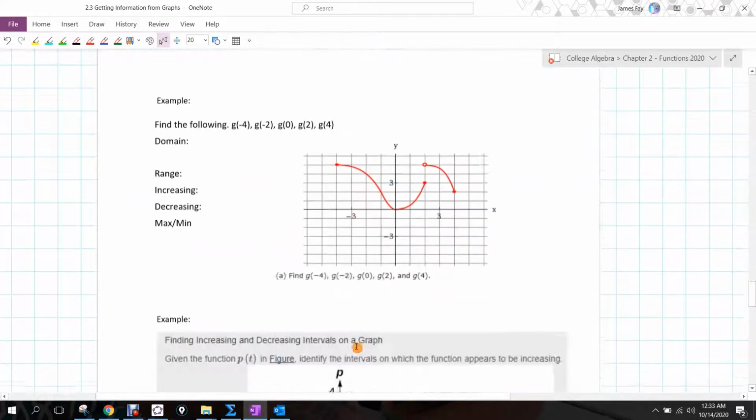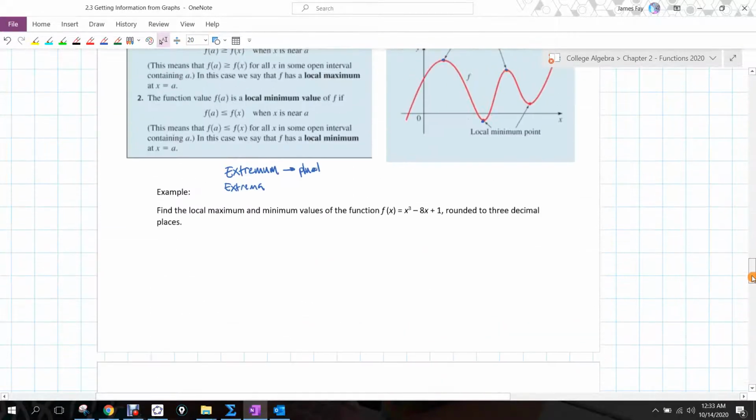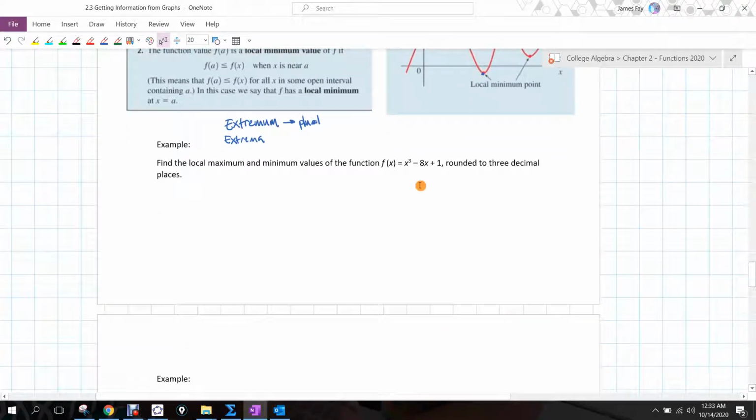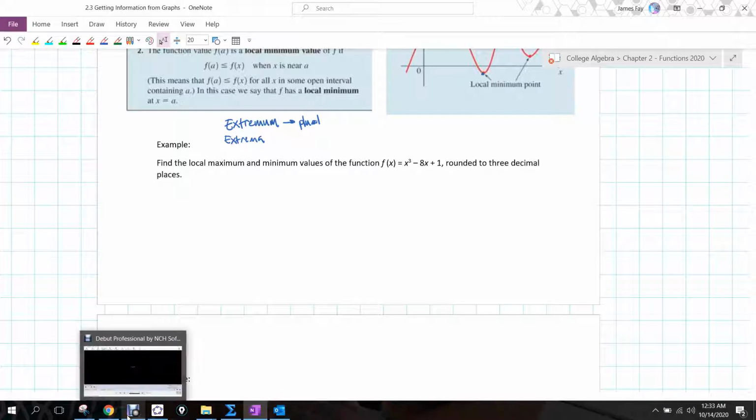Here it says find the local maximum and minimum values of the function x cubed minus 8x plus 1, rounded to 3 decimal places. What I want to do here is investigate this the way that we know how, with our skill right now, with our level of knowledge, our depth of knowledge, but then maybe give you a little bit of an insight into where this is going to be taken in calculus.